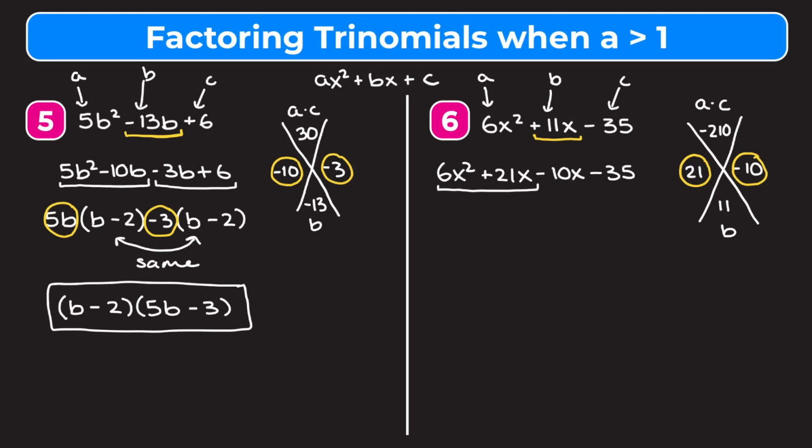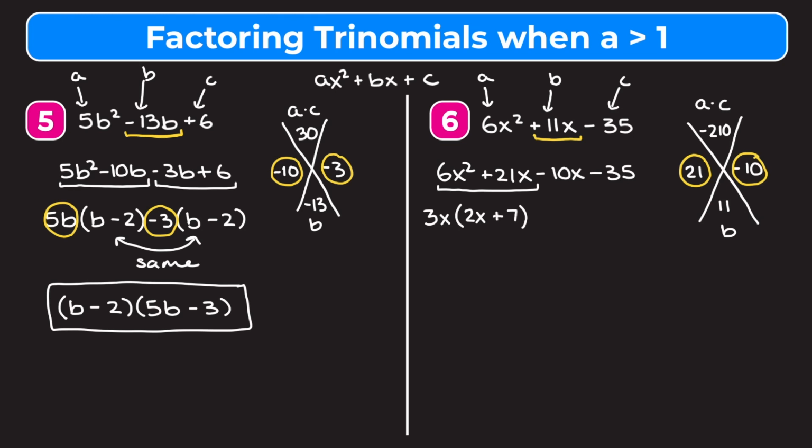So if we want to factor 6x squared plus 21x, we have to think what goes into both of them. So we can take out a 3x from 6x squared and 21x. If we divide 6x squared by 3x, we're going to get 2x. If we divide 21x by 3x, we get a positive 7.